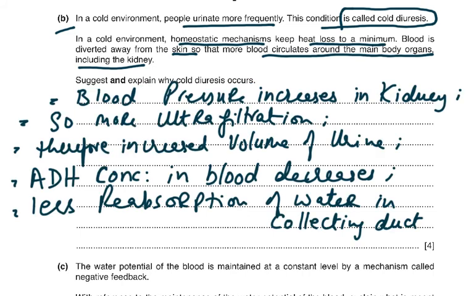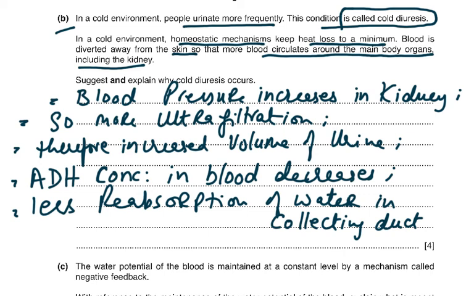Possible answers to that were: as all the blood is now going to the other organs, there's less going to the skin. So the blood pressure will increase in the kidney, so there'll be more ultrafiltration. Therefore, an increased volume of urine is produced. Or you could have said ADH concentration in the blood decreases, so now all that water reabsorption in the collecting duct is not going to take place. So large volumes of urine will be passed out.